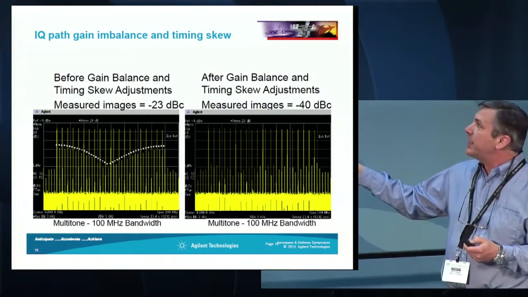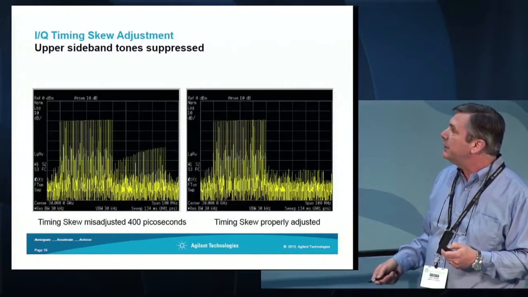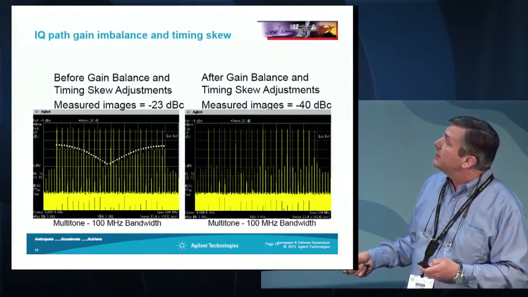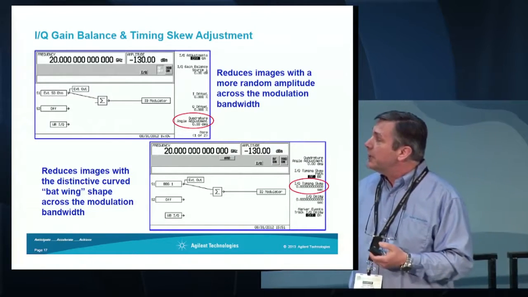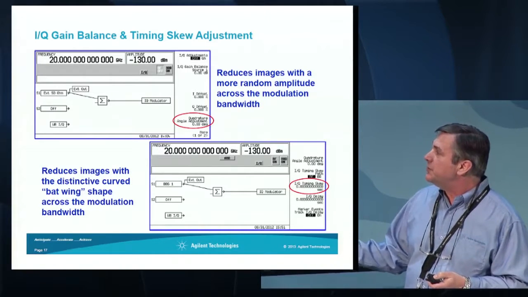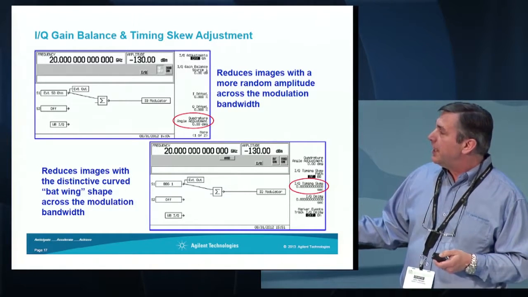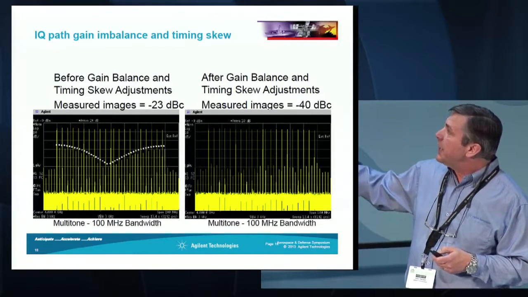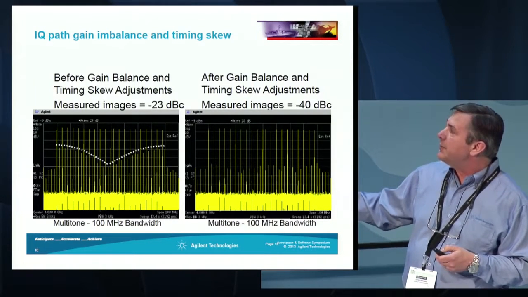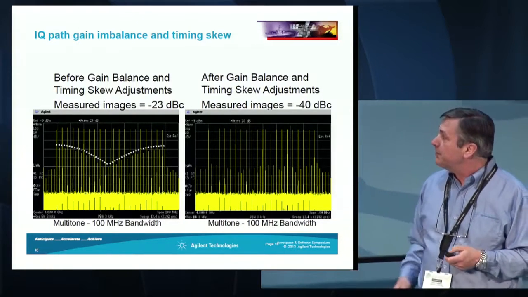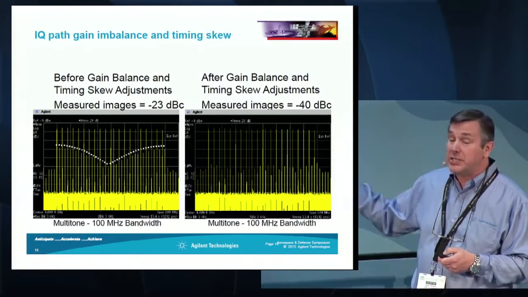Now we can adjust that gain balance and timing skew again within our signal generator. Let me go back. Sorry about that. Here within the user interface. So once again, we can reduce those images across the entire modulation bandwidth. And here, when we make that adjustment, we've gone from images up to 23 dBc all the way down to minus 40.